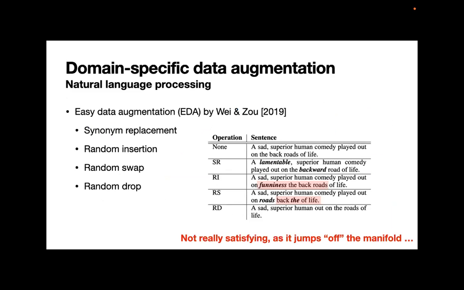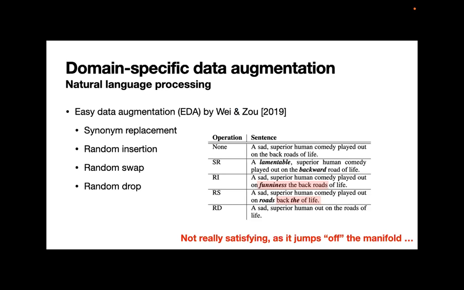Although I said that natural language processing is one domain where domain-specific data augmentation is not really an option, that doesn't mean that people haven't tried. For instance, there is a paper from Wei and Zou, 2019, where they proposed what they call easy data augmentation. What they did was to randomly select some of the words and then replace those words with synonyms from the dictionary. Makes sense.